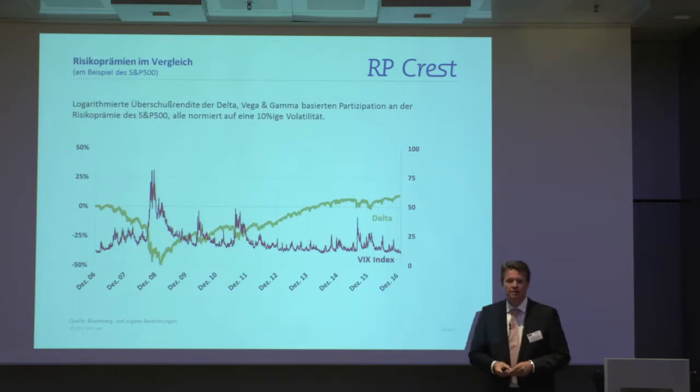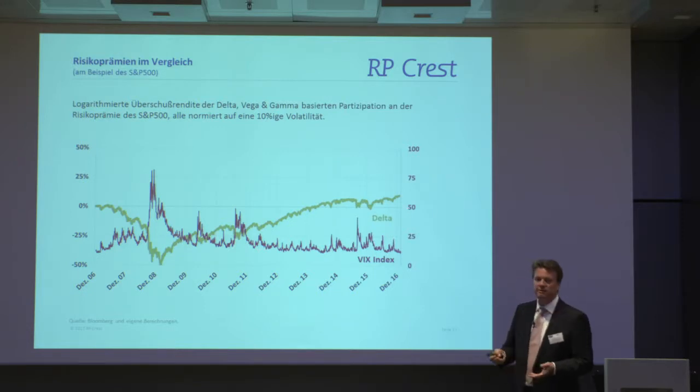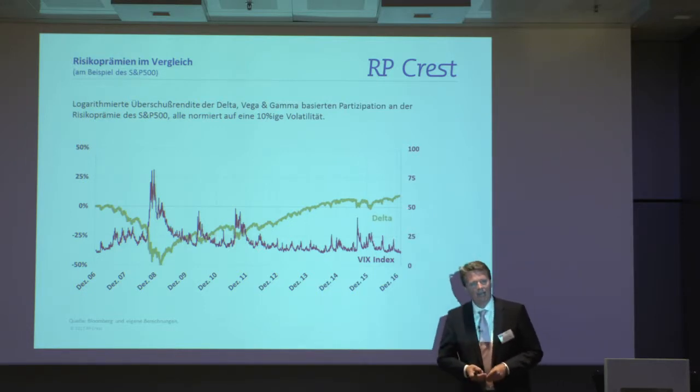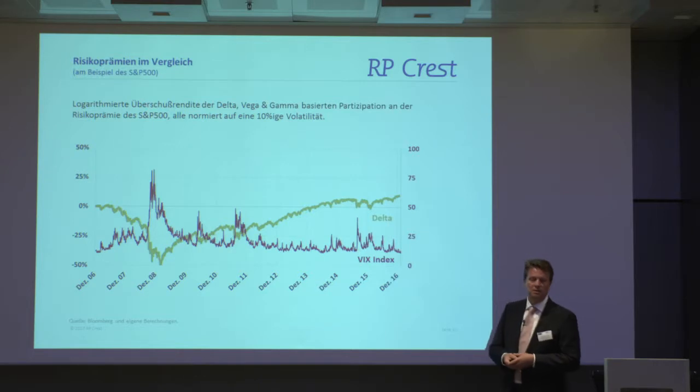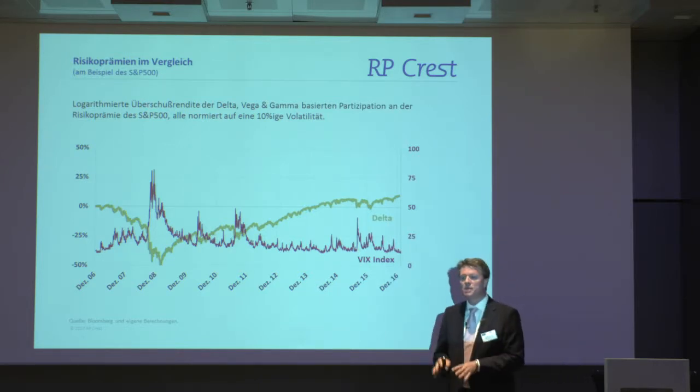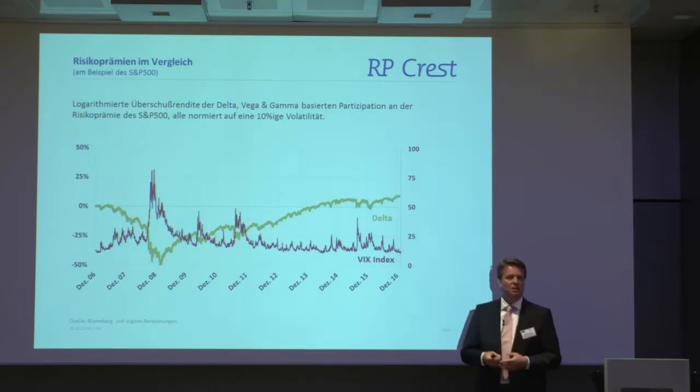We begin with the delta exposure, and what we see here has already been shown a few times today. We depicted to the right in blue the VIX, and then we see a delta type exposure to the S&P 500. This one is a bit special because for one, it is shown in a logarithmic scale. Secondly, we only show excess returns. And thirdly, we have normed it to a 10% portfolio volatility.